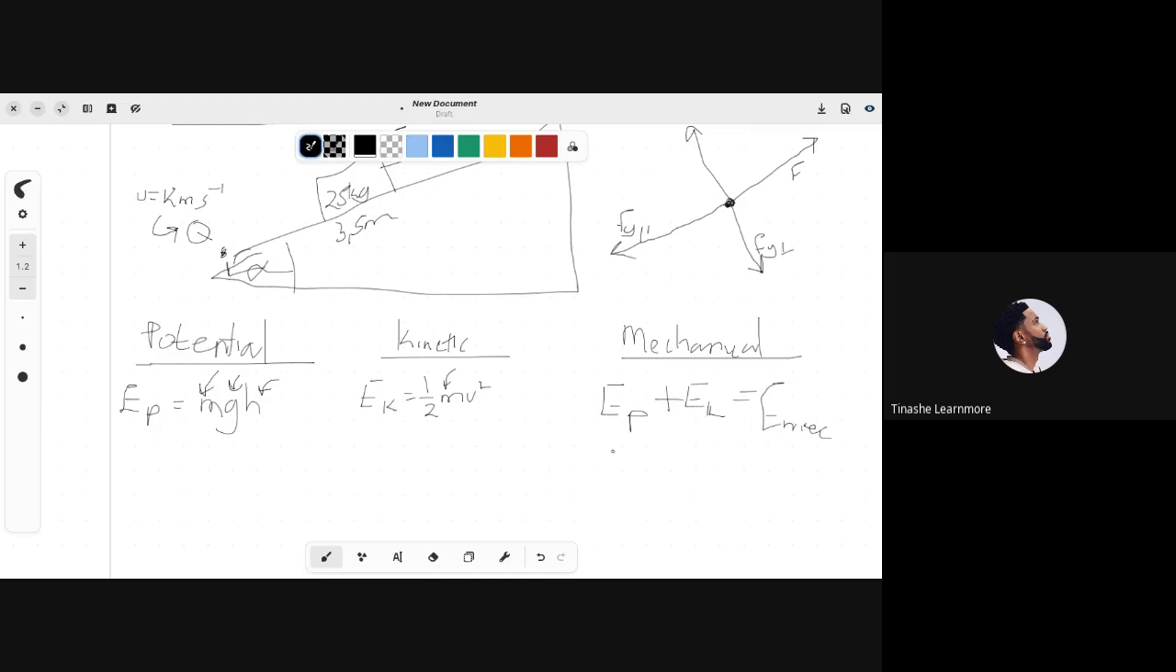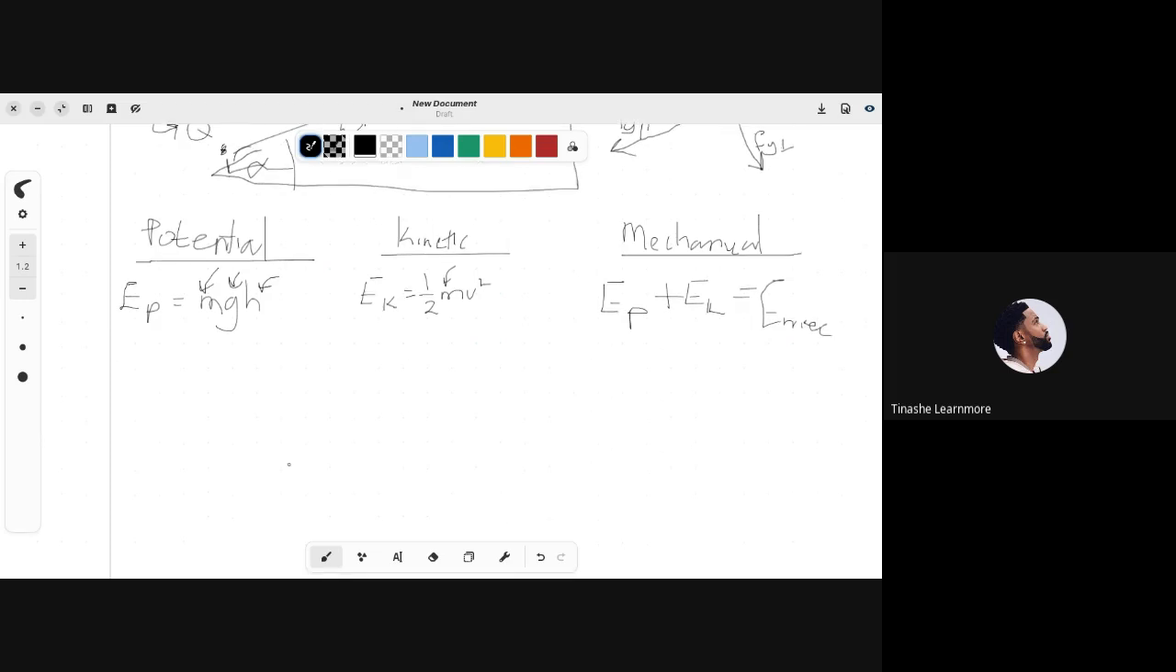Okay, so the work energy theorem says that the work done on an object is equal to the change in the object's kinetic energy. So that is the work energy theorem, and this is a definition that you have to know as per guideline.